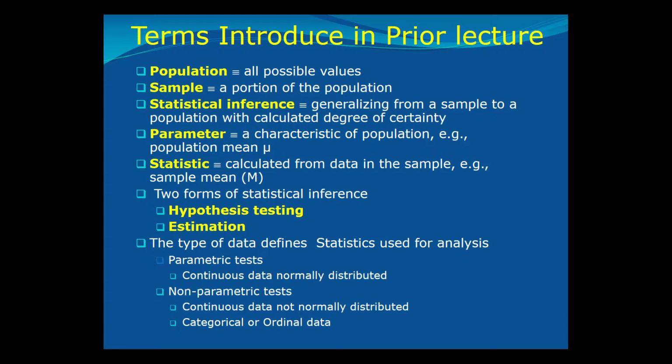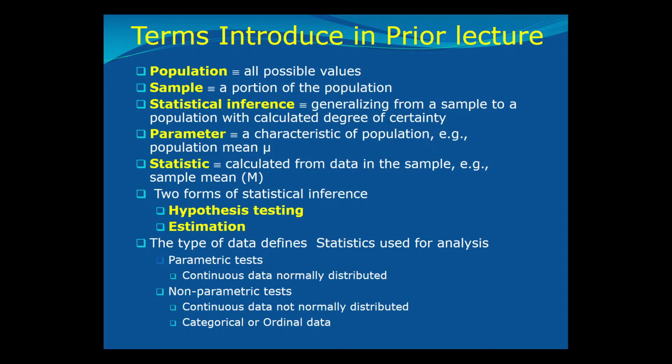Parameter. This is a characteristic of the population. I want to remind you, if we use Greek letters, it concerns the whole population. If we use Latin letters, it concerns the sample. And if we are talking about the sample, we are talking about statistics. We calculate statistics from data in the sample, and we denote these statistics by using Latin letters.